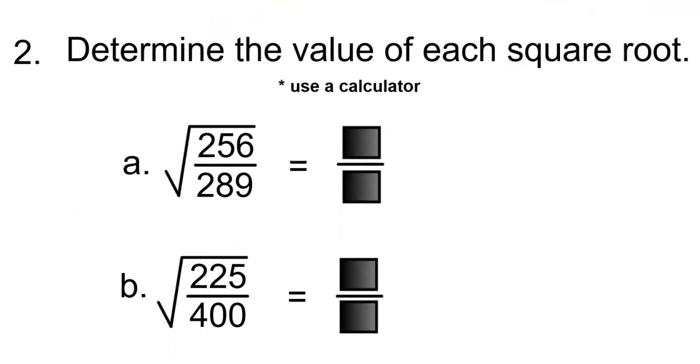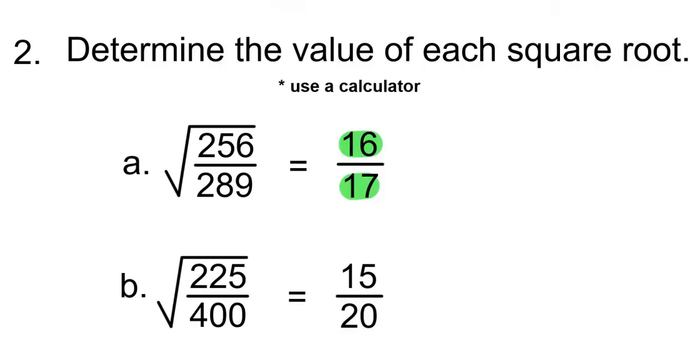2. Determine the value of each square root, and you can use a calculator. The square root of 256 is 16, and the square root of 289 is 17. So the answer is 16 over 17. The square root of 225 is 15, and the square root of 400 is 20. So the answer is 15 over 20.